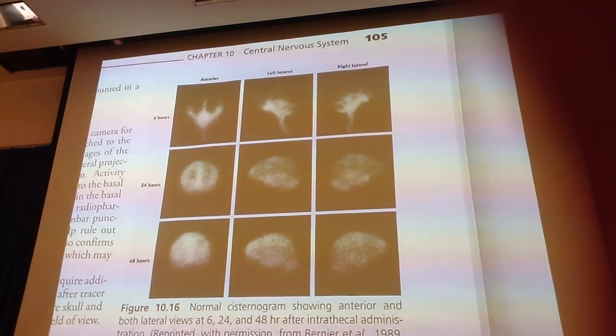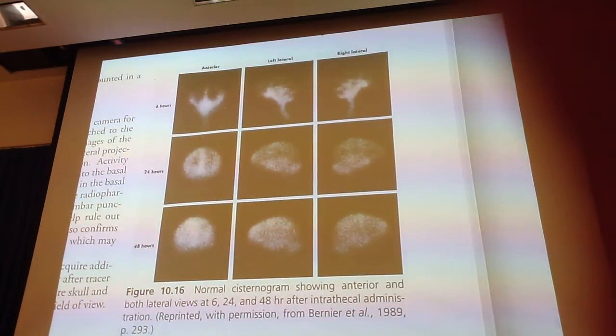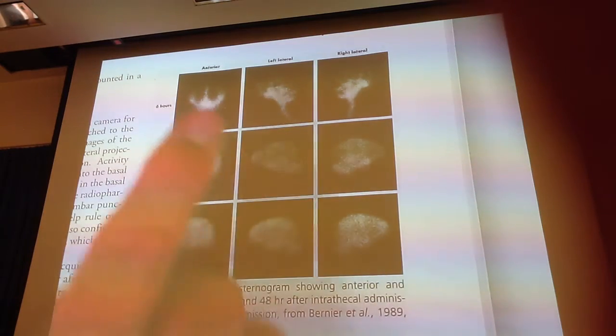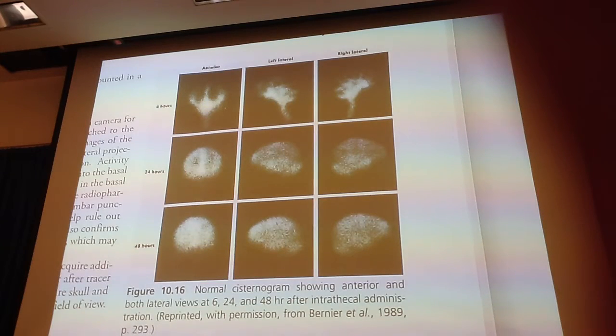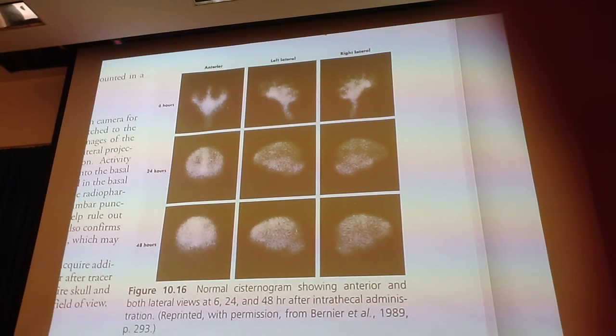This is the cisternogram. What we're going to be looking at are these dark areas here. This is the choroid, these are the lateral ventricles. The cerebral spinal fluid is made there and then it's pumped out into the third ventricle, and then it goes around the brain. And then when it comes back, it goes into the basal cisterns.